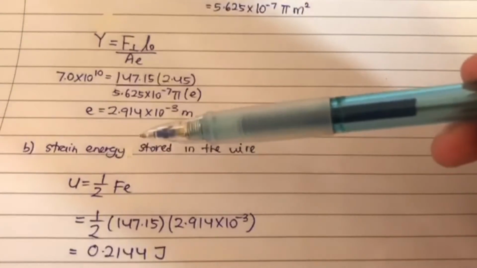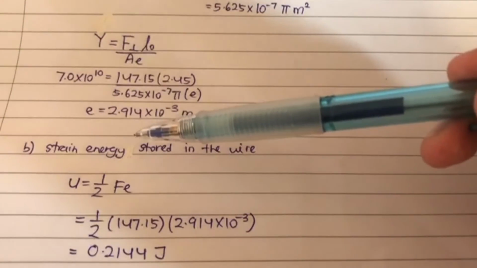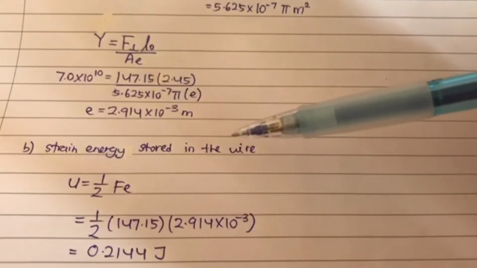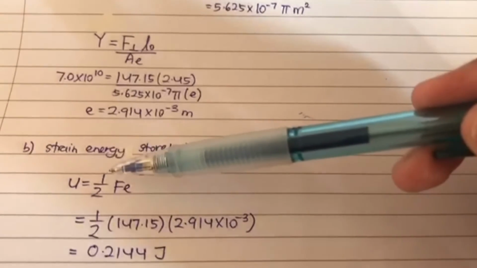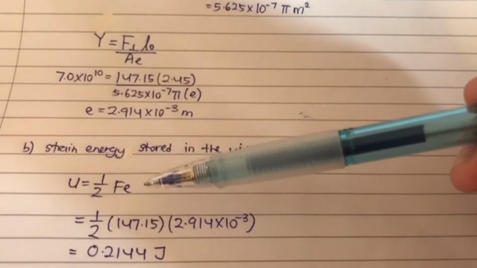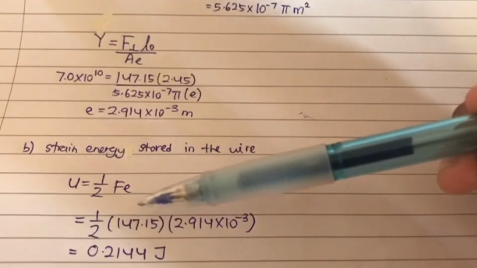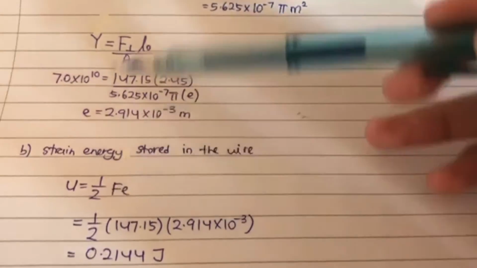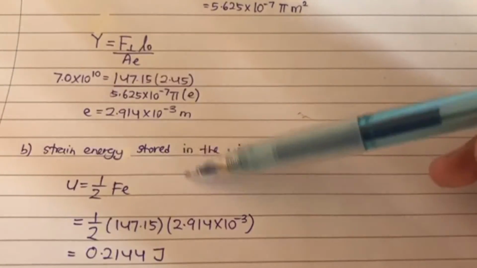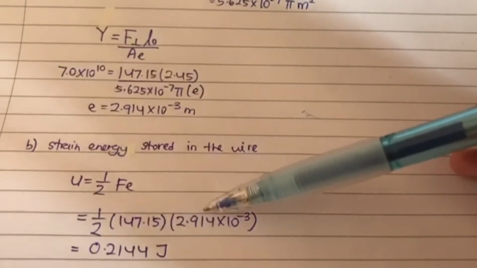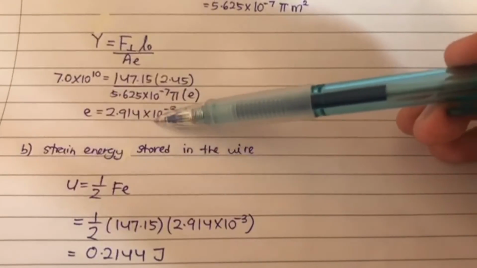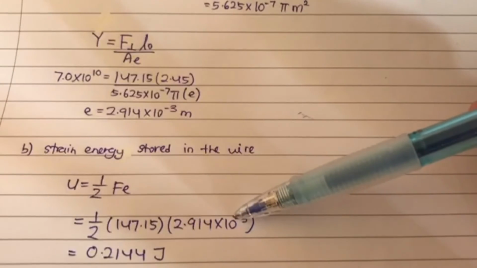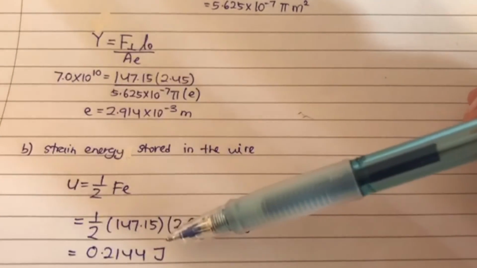So next, the question asks the strain energy stored in the wire. So we need to use the formula of strain energy equals to 1/2 force times extension. And then we got the value of the force here, 147.15, and then we just simply times by the extension we got from A. So 1/2 times force times extension, we will get 0.2144 joule.